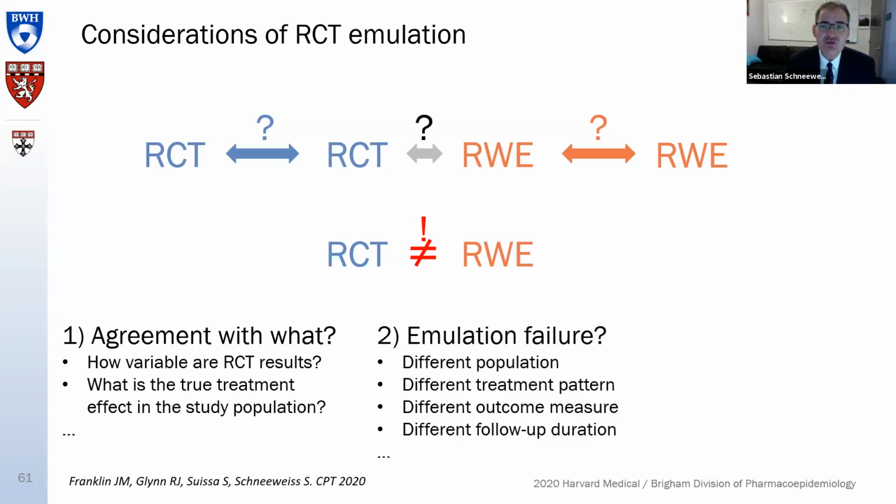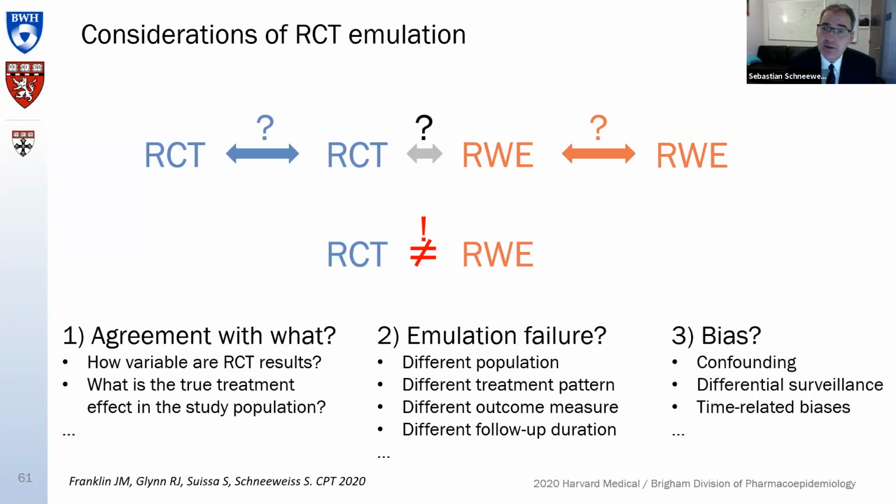Is there an emulation failure in this specific exercise? Did we really manage to mimic the trial population as closely as possible? Do we observe the same treatment patterns? Did we manage to emulate the outcome measurement? Do we have the same follow-up duration, and so on? This is what we call emulation failure. And then the third option is, well, we have a bias here. There's residual confounding operating. We have differential surveillance. We have misclassification. We have time-related biases, and so on.